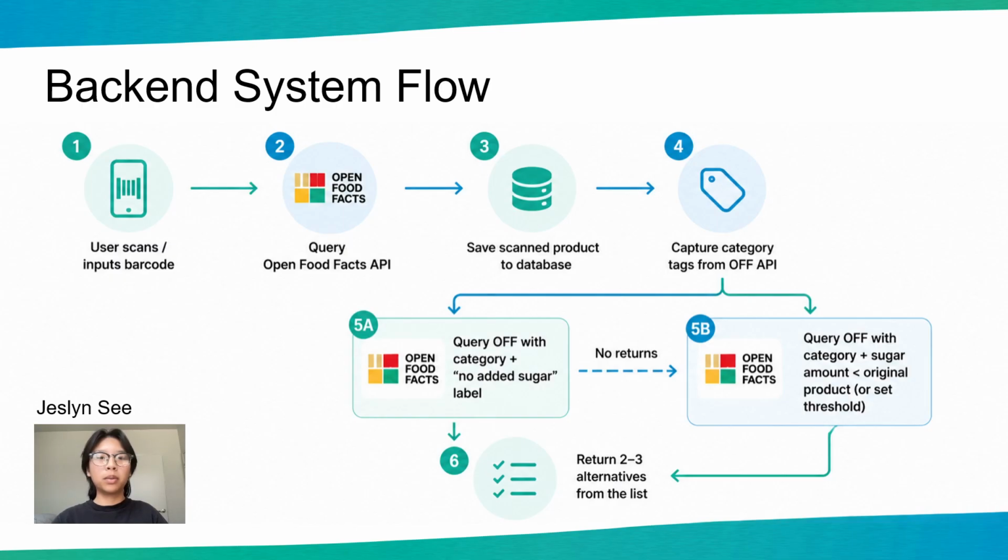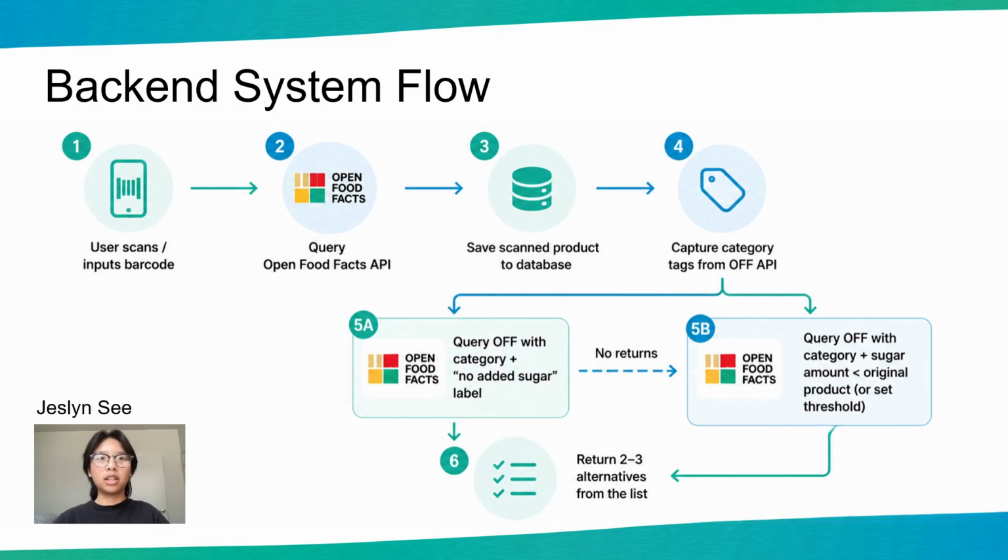And then when we are capturing nutritional information from Open Food Facts, we are also capturing category tags. We use those category tags to then look up similar products to the product that we scanned. And so we then query Open Food Facts again, but with the category and with a no added sugar label.